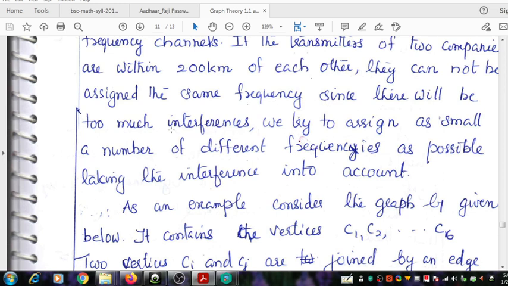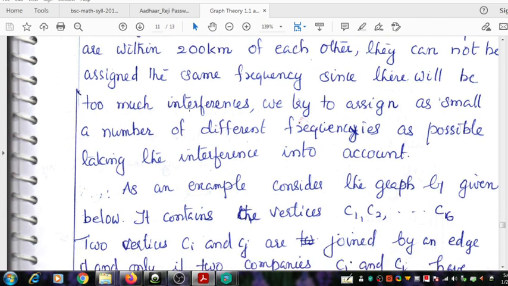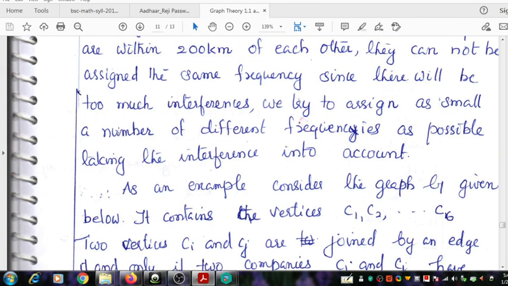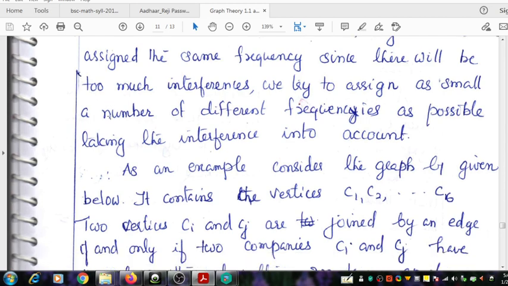Because there will be too much interference if we give the same frequencies, we assign as small a number of different frequencies as possible, taking the interference into account.